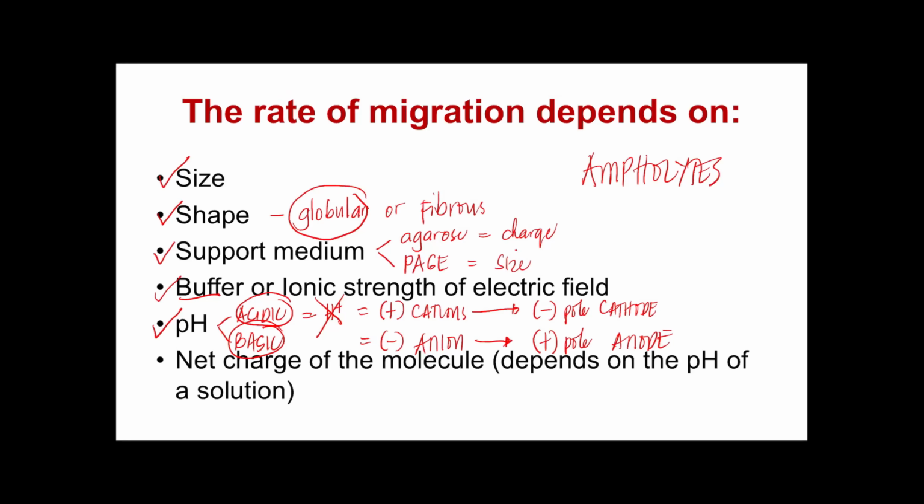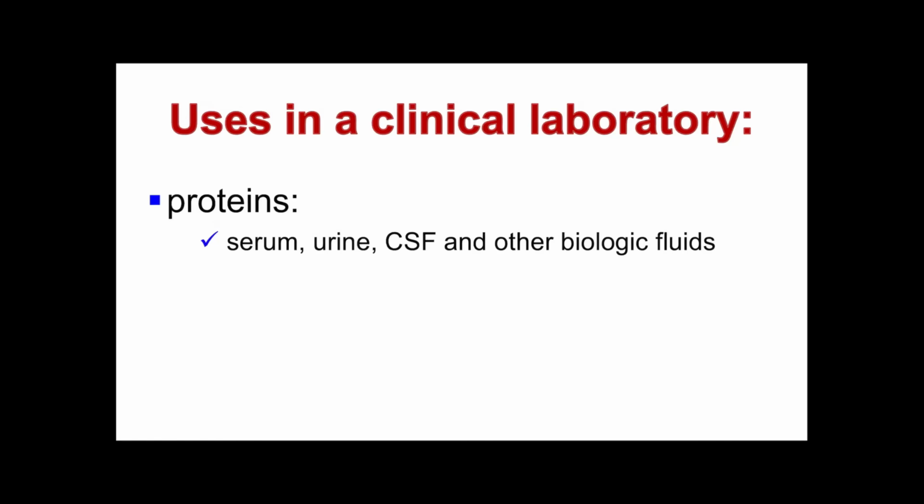And lastly, we have the net charge, which is also known as the total charge of an ion in a solution. So it could again be a positive or negative charge, and it's again dependent on the pH of the solution. For the uses of electrophoresis in the clinical laboratory, first, we use it in studying proteins. So we use serum, urine, CSF, or other biologic fluids for this one.